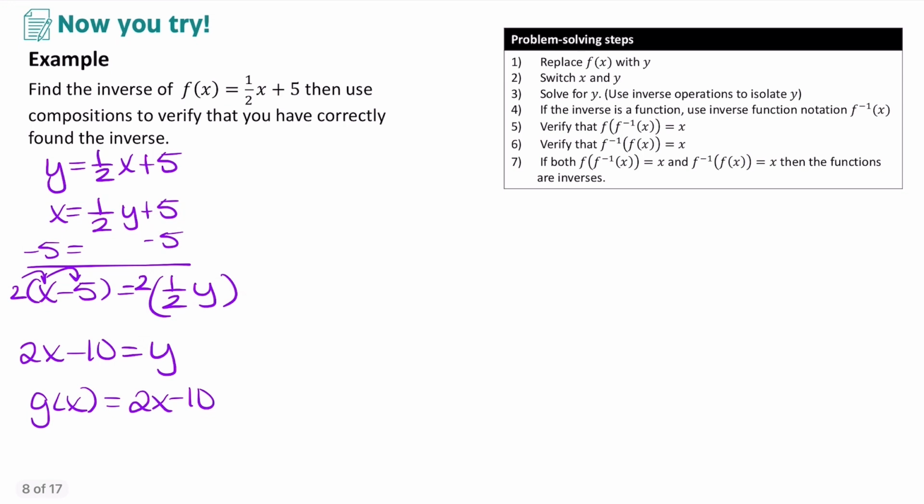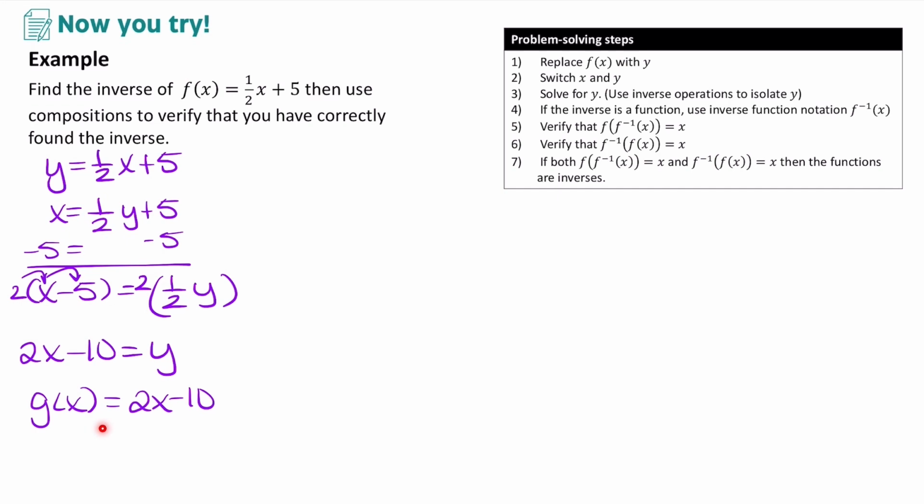So to find the inverse of this function, I'm going to start off by replacing y with x and x with y. And remember, what I need to do now is solve for y. So I'm going to start off by subtracting 5 from both sides, and then I need to undo this 1/2 y. Remember that the opposite of multiplying by half is multiplying by 2. So I'm going to multiply every term in my equation by 2. So that gives me 2x minus 10 equals y.